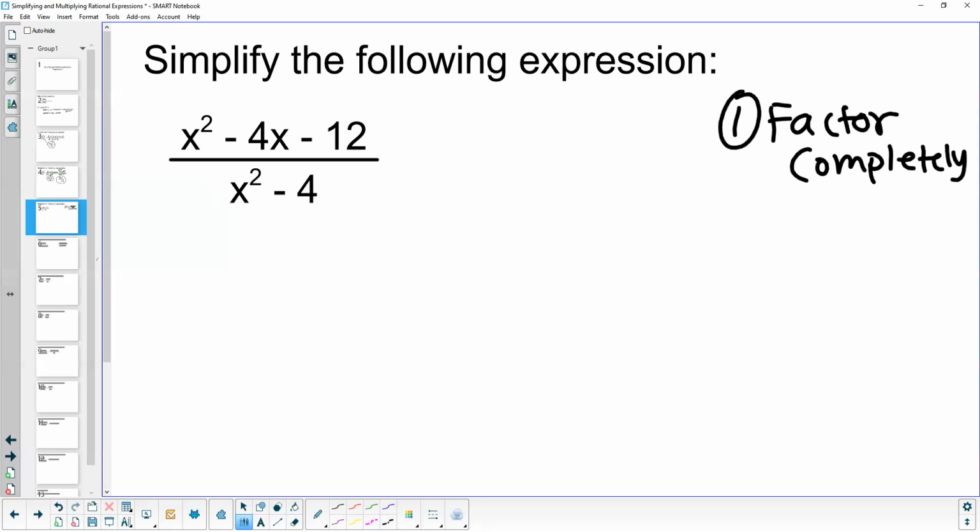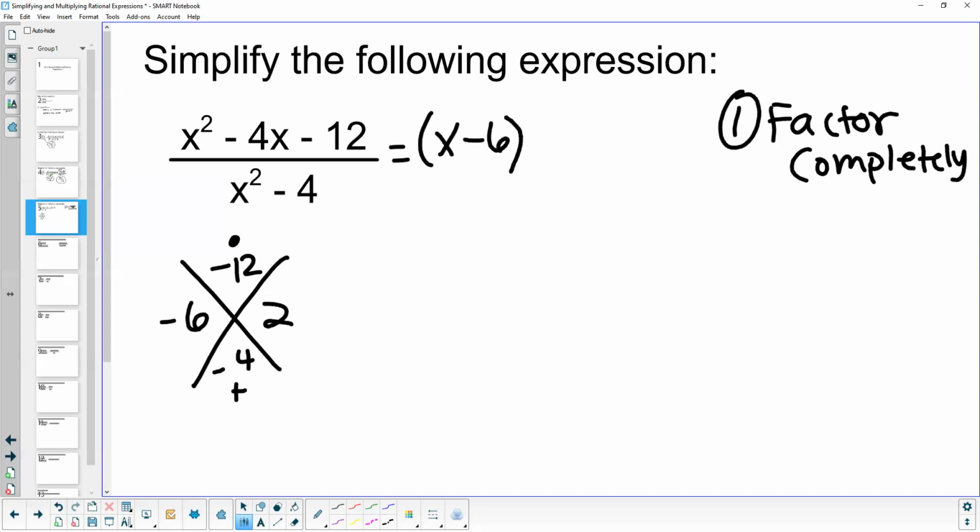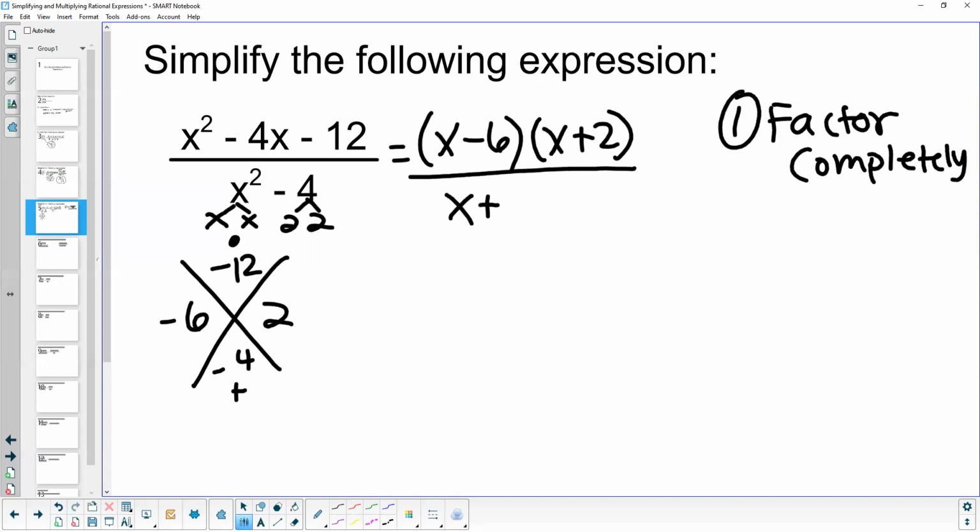Let's factor these completely. So I'm going to create my x method here. I want two numbers that multiply to -12 and add to -4. Well, I can think of a -6 and a 2. So on top, this is the same as x minus 6 times x plus 2. And on the bottom here, that's one of our difference of squares. So it's an x times an x and a 2 times a 2. So this is going to end up factoring into x plus 2, x minus 2. Okay, factored completely.